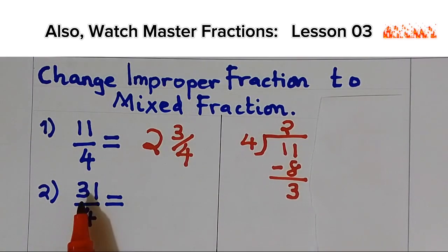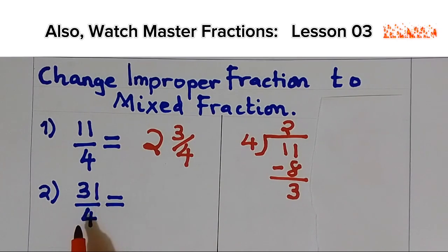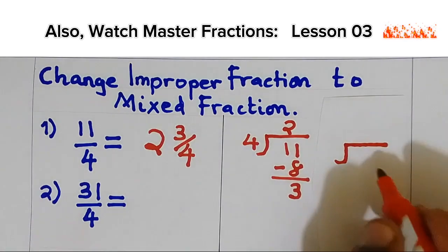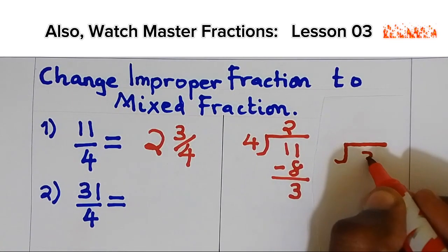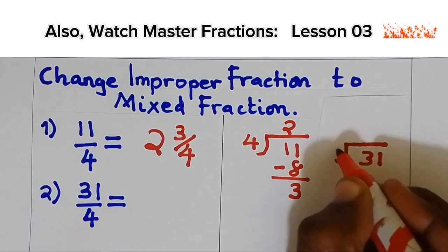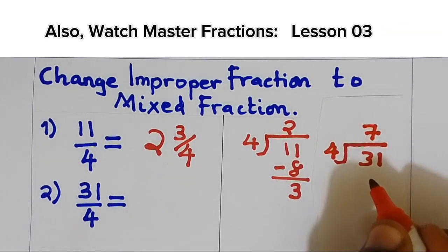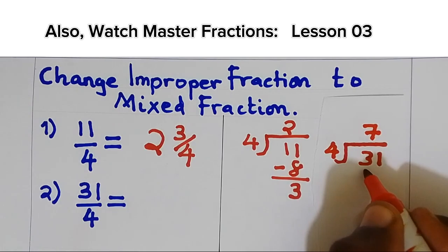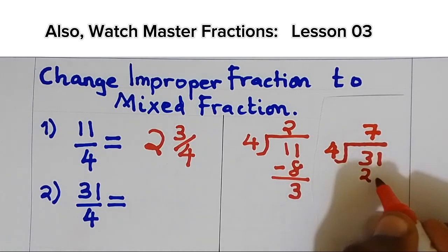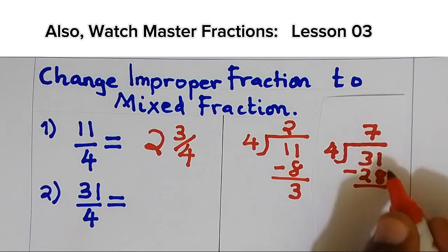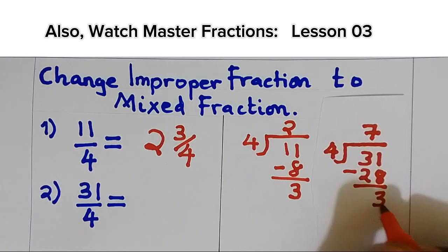Let's go to question number 2, 31 over 4, change into a mixed fraction. We are going to divide. We take 31 divided by 4, it goes by 7. It's going to give us 7 times 4, this is 28. Take away, borrow 1 from 3 is going to be 11, take away 8, remain 3.